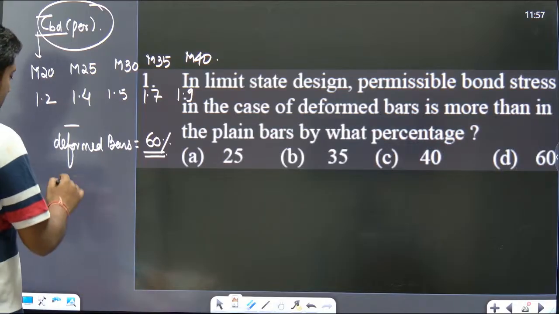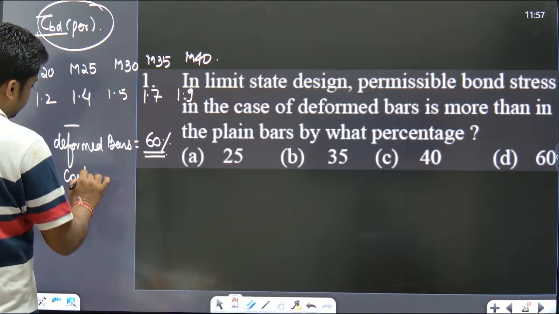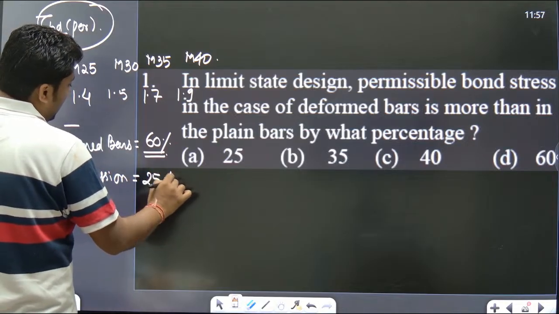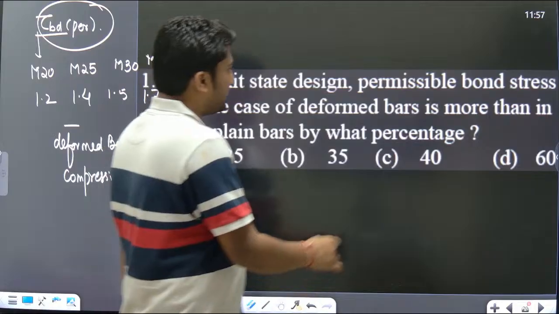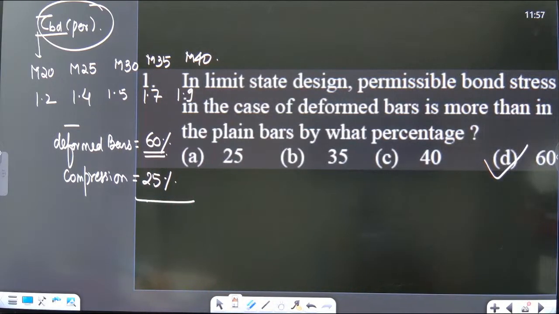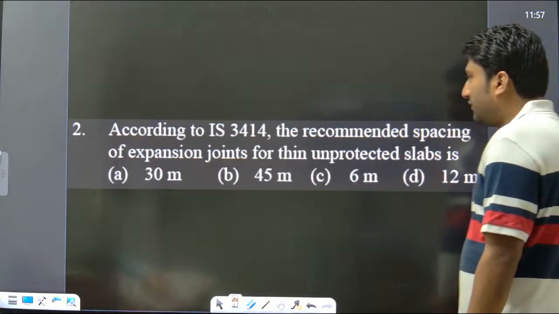As well as if the bars are in compression, these values are increased by 25%. But here you are asked only about the deformed bar. Option D is the correct answer. Clear? 1.2, 1.4, 1.5, 1.7 and 1.9. This you need to remember. Understood everyone? Now moving ahead with the next question.